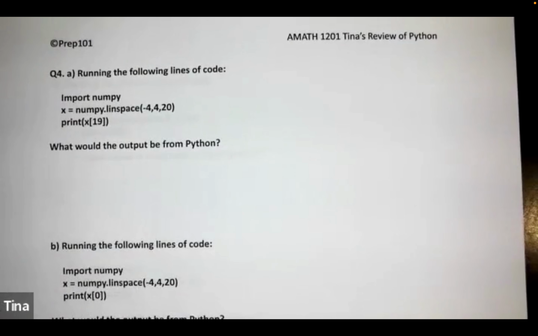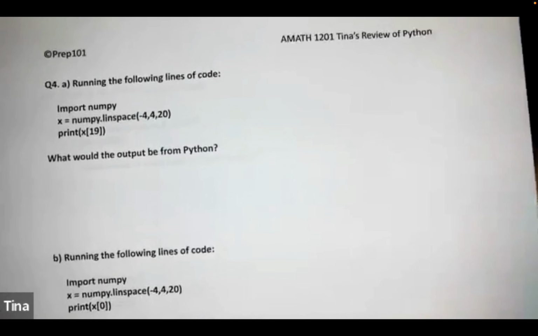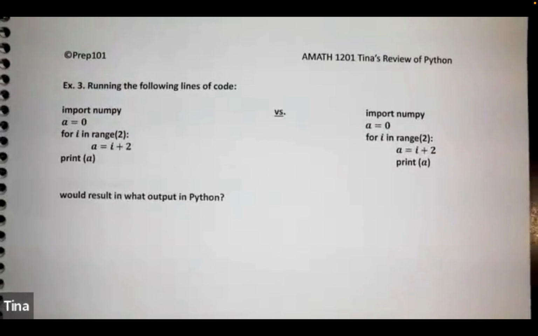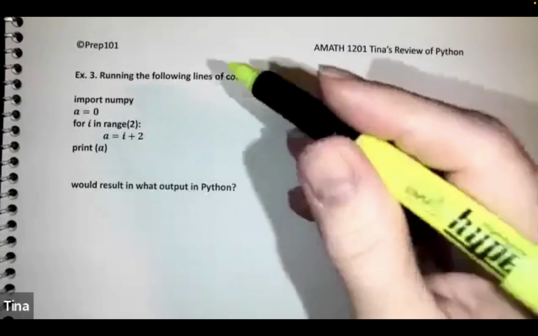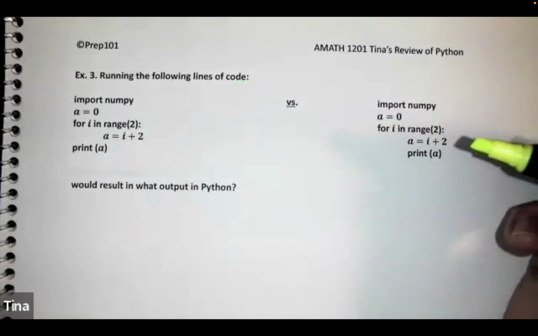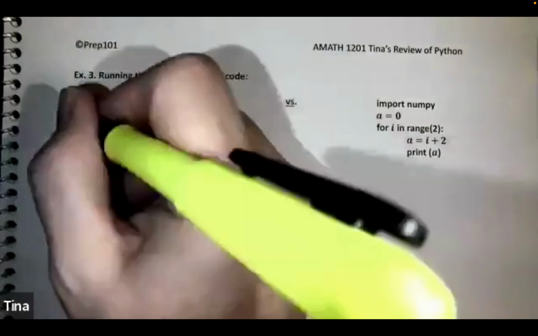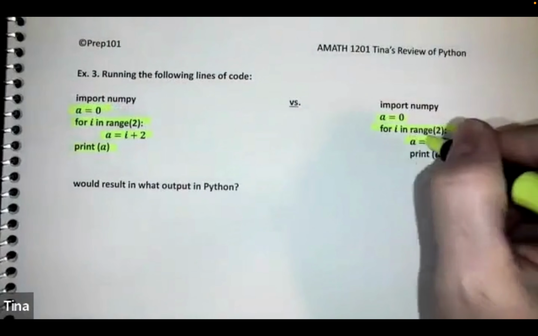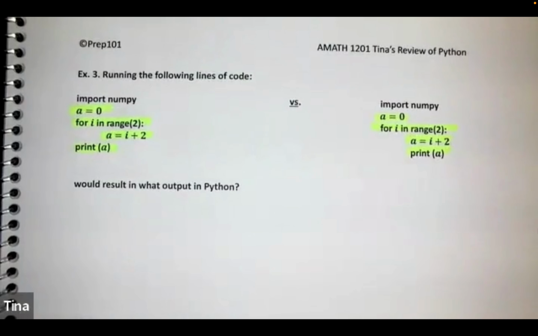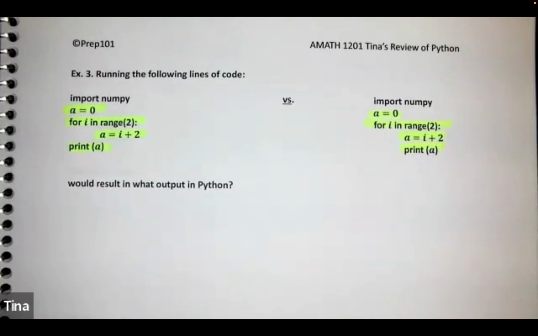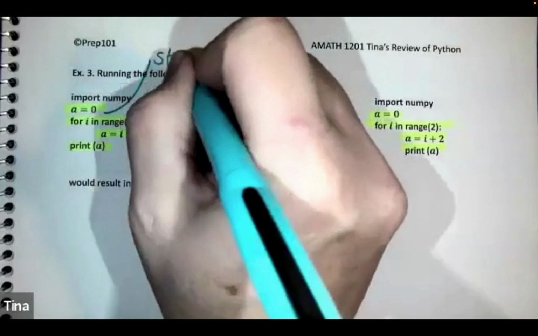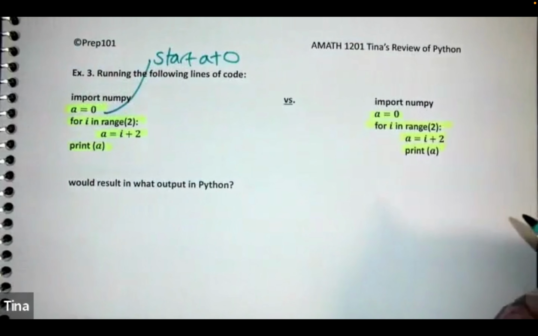Question 4 here. Oh, we've done those. So let me find, where's the next one? Oh, example 3. Okay, so this is a new one. So running the following lines of code. Okay, so we've got import numpy, a equals 0, and then I'm just going to highlight these. Okay, so there's two possibilities here. So a equals 0 means we're going to start at 0.